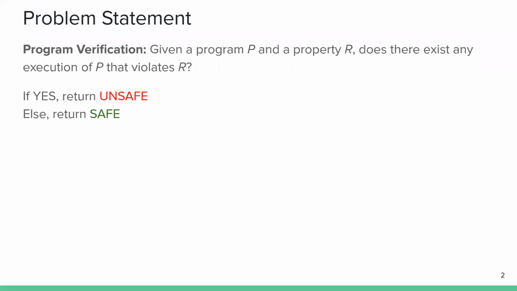The problem that we look at here is that of program verification. Essentially, given a program P and a property R, we would like to verify whether there exists an execution of P that can violate R. If there exists such a violating execution, then we say that P and R together is unsafe. Otherwise, we say that P is safe with respect to R.